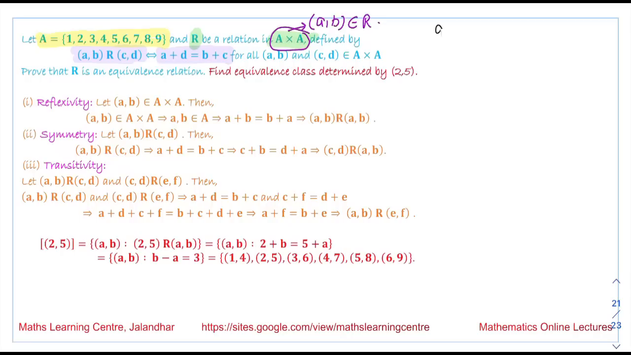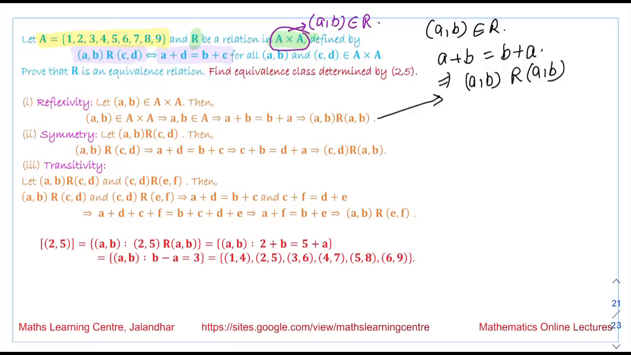We have to prove that this is an equivalence relation. So if we consider any element A comma B which belongs to R, then we have A plus B is equal to B plus A, and this implies that A comma B is related to A comma B, and hence it is a reflexive relation.